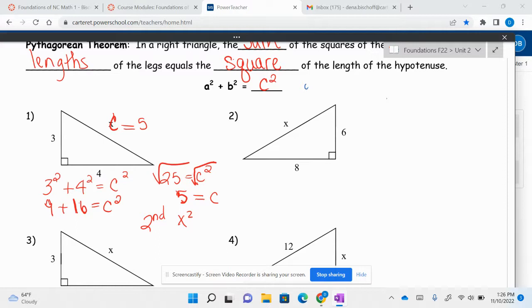And how do I find c? What do we do over here to get c all by itself? Because right now I have c squared. Good job. So do you see this direction right here, second x squared? So if you hit that second and then the x squared button, it'll give you this little guy right here. Type in 100 there. Equals. So what'd you get? 10. Yeah, c equals 10.